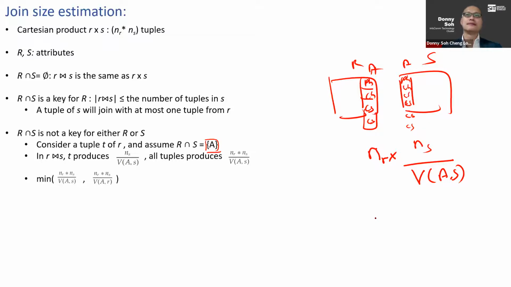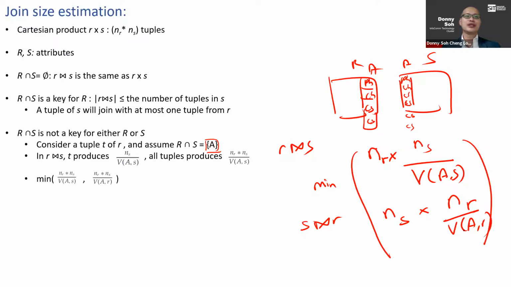Okay. So this is if R join S. Of course, this is the same in both. But if S joins with R, we estimate it as N_S divided by V(A, R). And so we want to take the minimum of these to estimate the size of R joined with S.